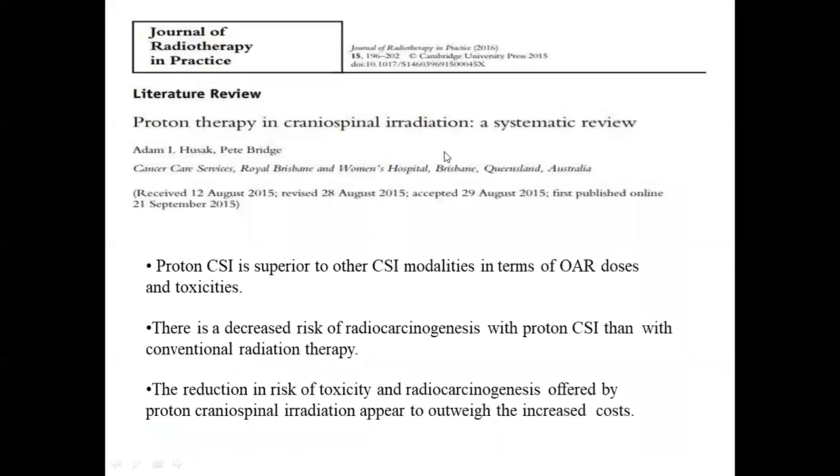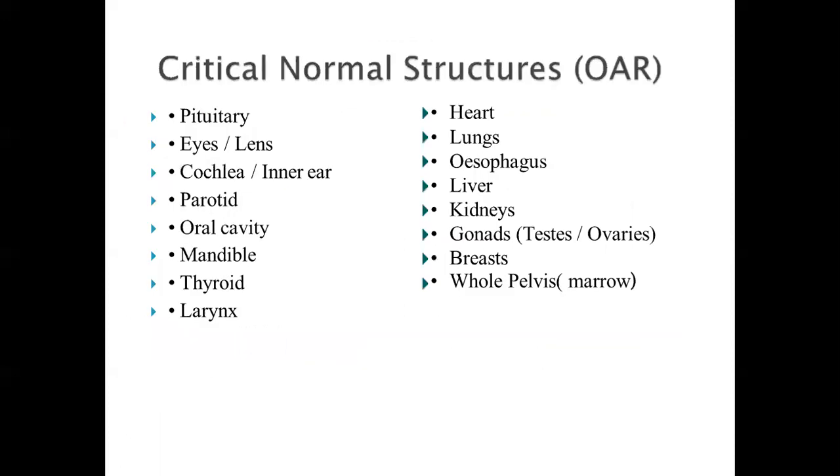This is the article published on the review of proton therapy in craniospinal irradiation. So proton craniospinal irradiation is superior to other techniques in terms of toxicity. There is decreased risk of second malignancies, radiocarcinogenesis, and risk of organ sparing. There will be reduced toxicity compared to other 2D, 3D, or IMRT techniques. So these are the OARs.